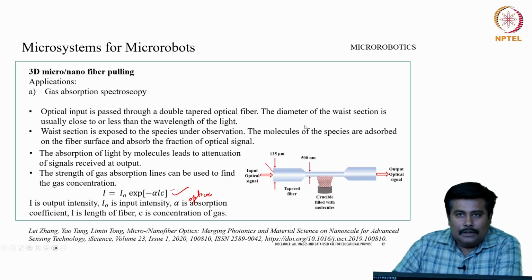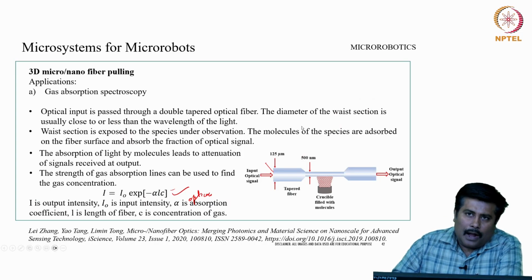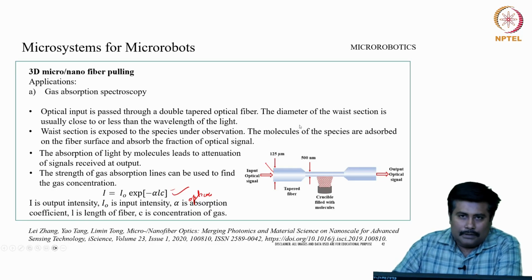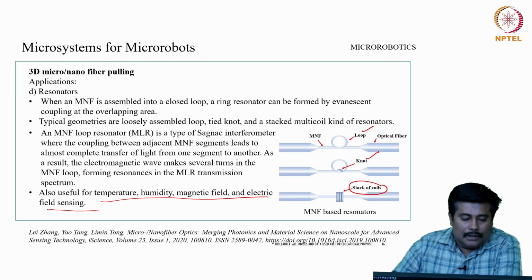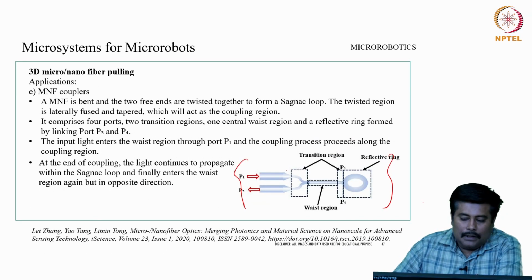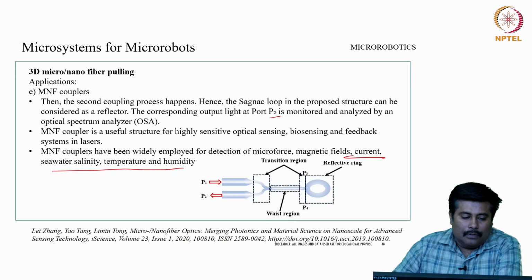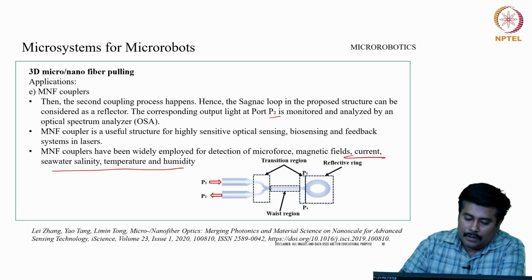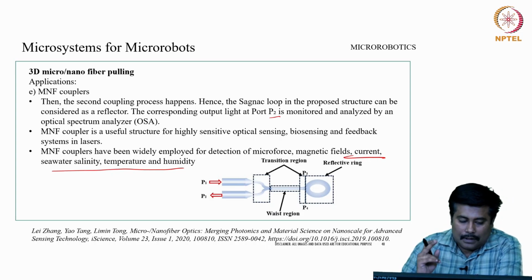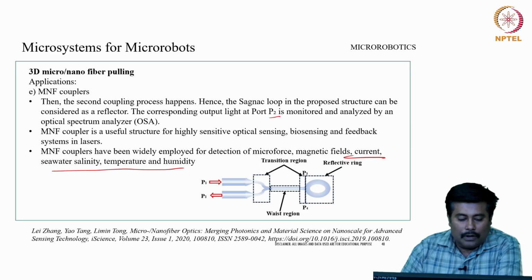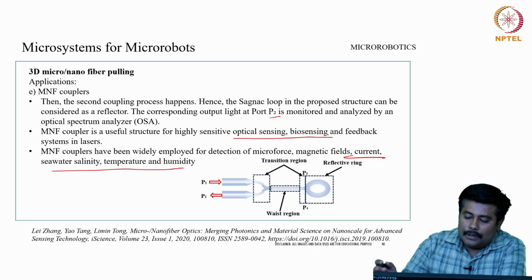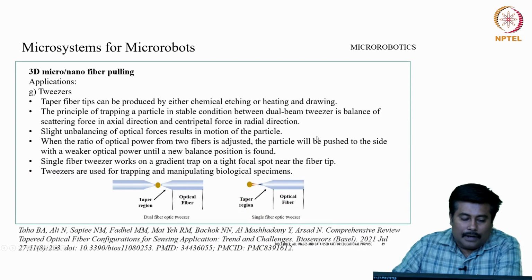So, we have been discussing the different applications of these fibers. The applications include gas absorption spectroscopy, the Mach-Zehnder interferometer, gratings, resonators, and couplers. When we look into couplers, one configuration involves two sets of ports which are used from a monitoring point of view. In terms of application, it is highly used for optical sensing, biosensing and feedback related systems.